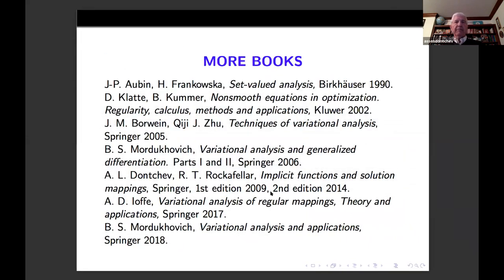And there are more books that appeared in between, the book of Terry and Roger. The first one is, of course, before the book of Terry. This is the book of Aubin and Frankowska, Set-Valued Analysis. And I'm inclined to consider set-valued analysis as a part or a companion to variational analysis. But this, of course, doesn't have to be that way. Another book which is very much in the center of variational analysis is the book of Clarke and Kumar, where they collected up-to-date results on non-smooth analysis.